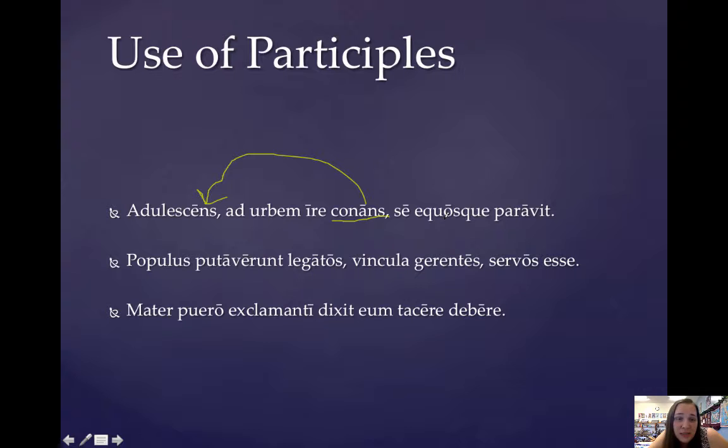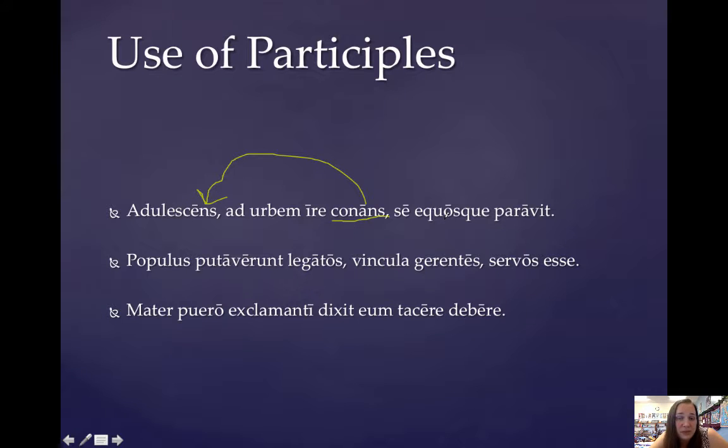I think you could do a relative clause, the young man who tried to go to the city, prepared himself and the horses. I think you could also say the young man, when he tried to go to the city, prepared himself and the horses. And that's the other thing. I can't tell you definitively whether you're going to want to use the temporal use of the participle, the causal use, or a relative clause. Honestly, it's what sounds best in English. And sometimes there'll be two options that really are solid options. And then you just make a judgment call, and that's fine. I think either one of those translations would work perfectly for this first sentence.